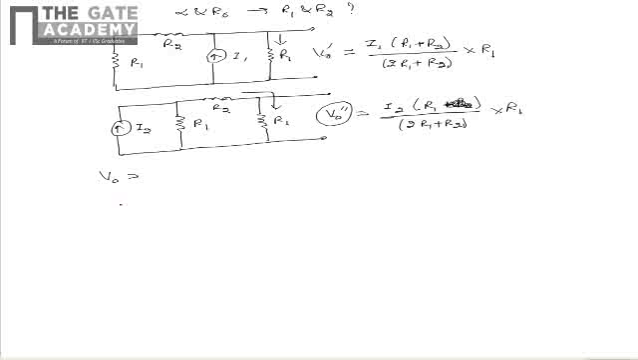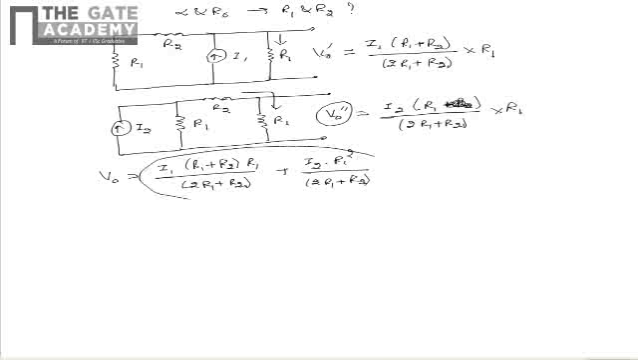From this we see that V0 can be written as I1 multiplied by (R1 plus R2) multiplied by R1 divided by (2R1 plus R2), plus I2 multiplied by R1 square divided by (2R1 plus R2).